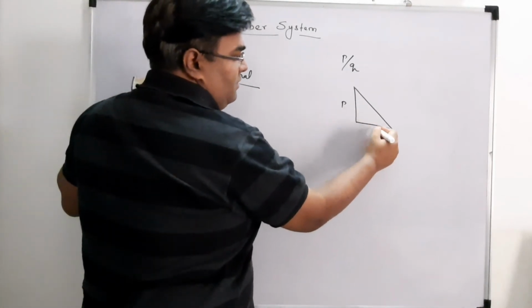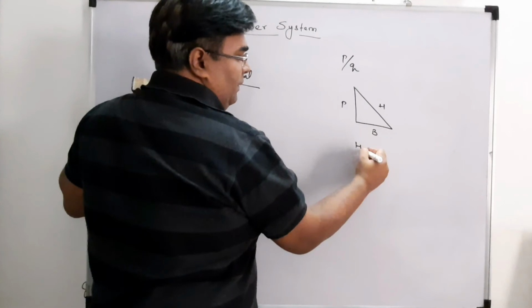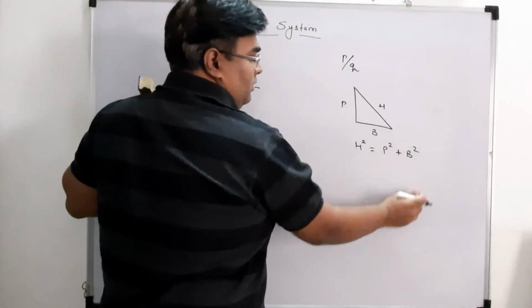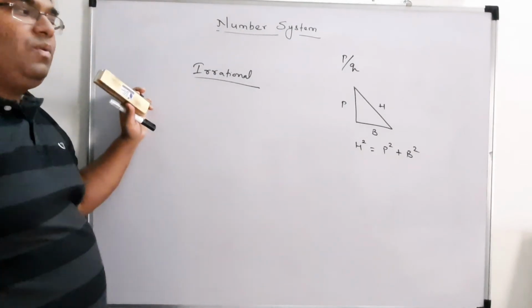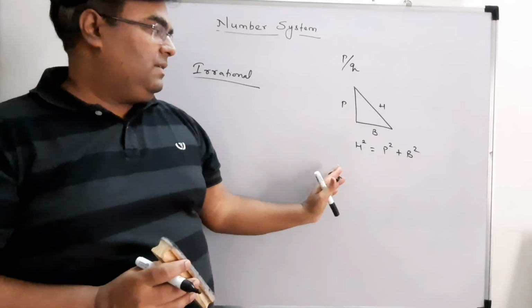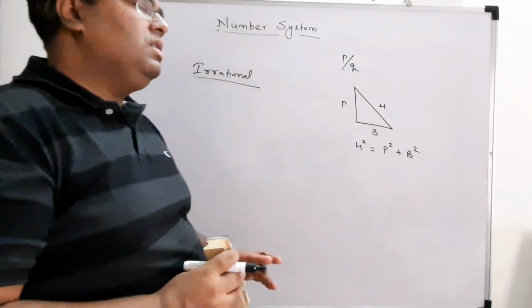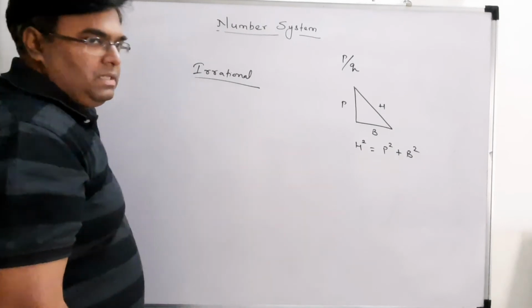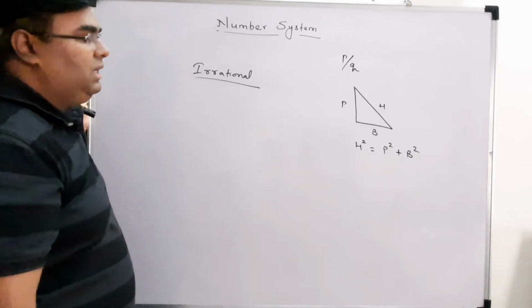Pythagoras Theorem says that the hypotenuse square is equal to the sum of the squares of the other two sides. So P is perpendicular, B is base, so we have this as Pythagoras Theorem. Now let us understand how we can represent irrational numbers.